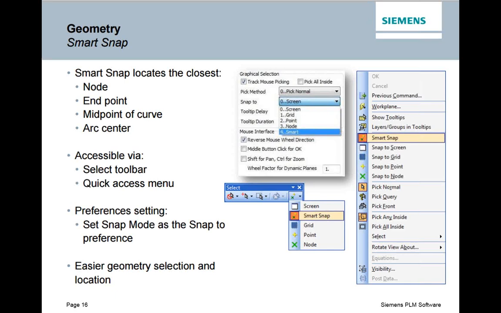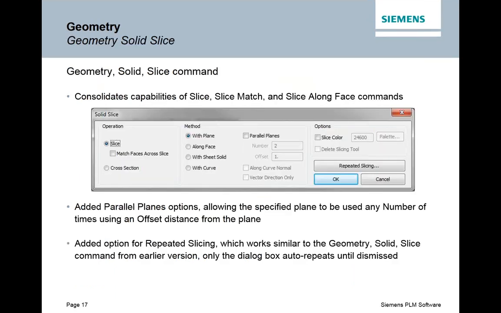So the next thing I want to talk about is the Smart Snap. This is a new selection method that locates the nearest node, endpoint, curve midpoint, or arc center in Femap. And you can get to this through your right-click menu. Just right-click, and you normally select between point and node. Those are the two most common options. If you change it to Smart Snap, you won't have to keep going back and forth between those two. So that's definitely a big improvement in convenience.